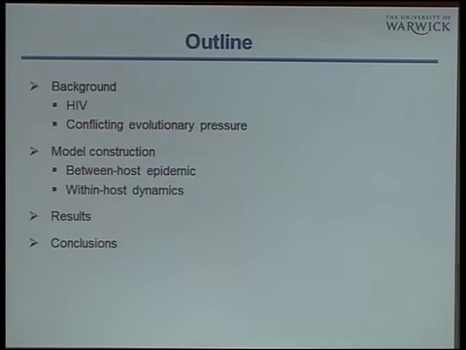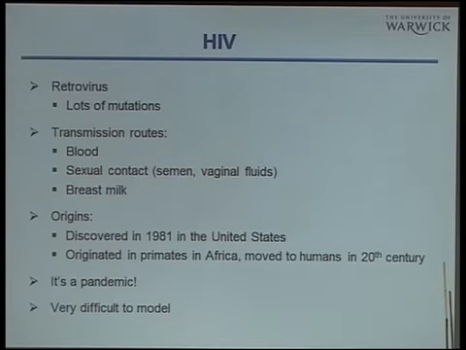So I'll talk about the between host model and the within host model. So HIV is a retrovirus, which as far as my understanding goes, means it mutates a lot. And it's transmitted via blood transfusion, sexual contact, and breastfeeding. Originally discovered in 1981 in the States, but it seems to have come from primates in Africa and moved to humans in the 20th century.